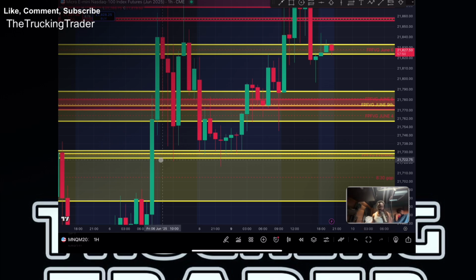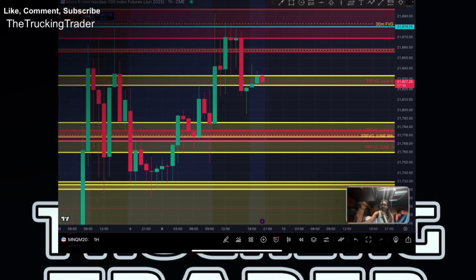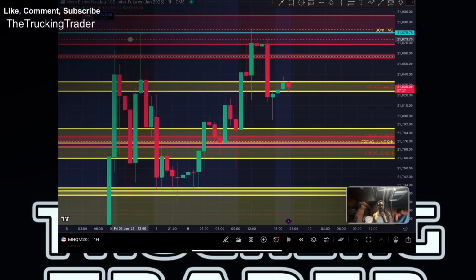So you guys can see right here, we're on the hourly still. Price has come into this breakaway gap, but not even one body has closed into this breakaway gap yet, right? So with that being said, I was looking to take buys, right? We had liquidity up here, and then we had a little 30-minute fair value gap up here.